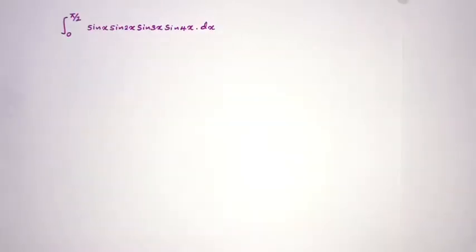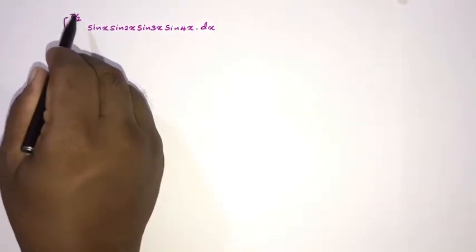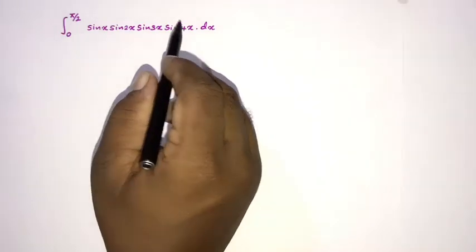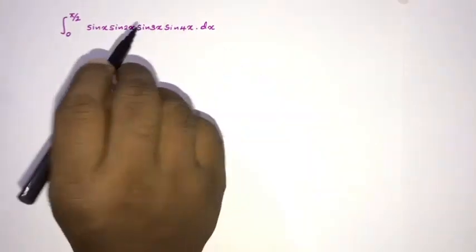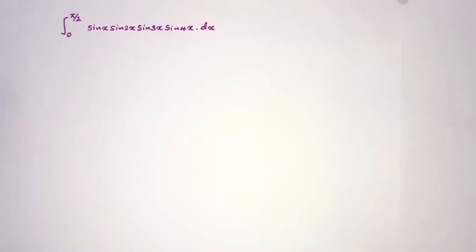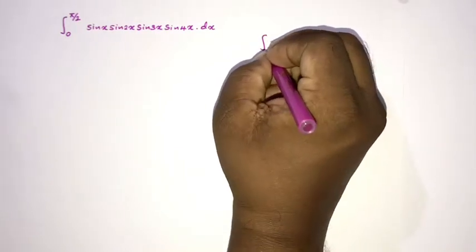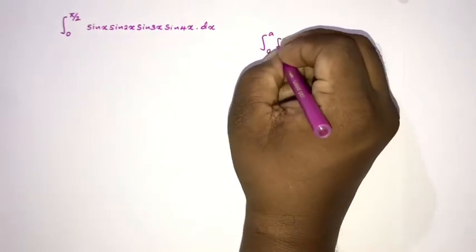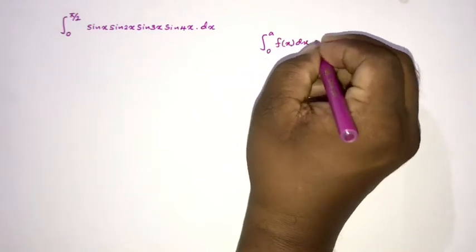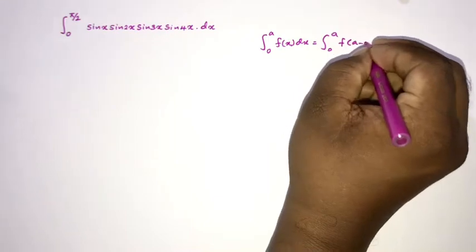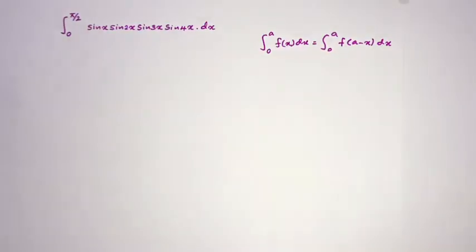Hi, welcome. In this video, we are going to solve this interesting integral from 0 to pi over 2 of sine of x, sine of 2x, sine of 3x, sine of 4x with respect to x. How to begin? First of all, we know this formula, King's property: integral from 0 to a of f of x dx is equal to integral from 0 to a of f of a minus x dx.